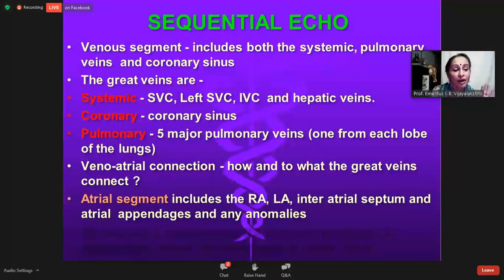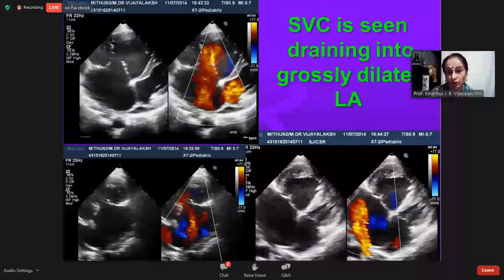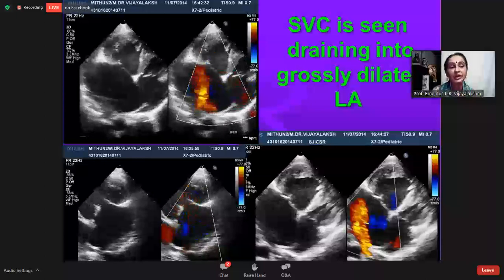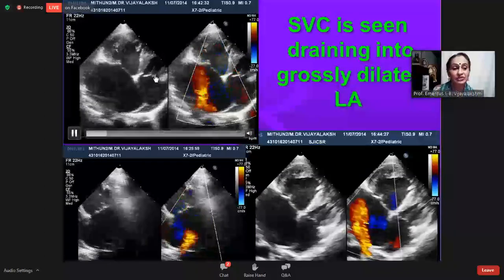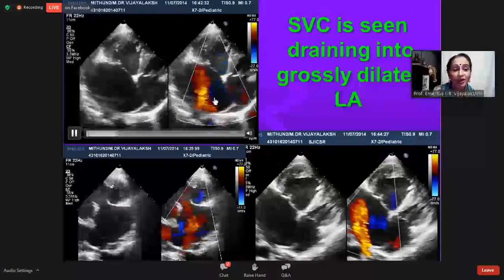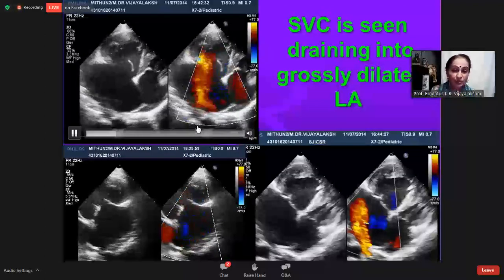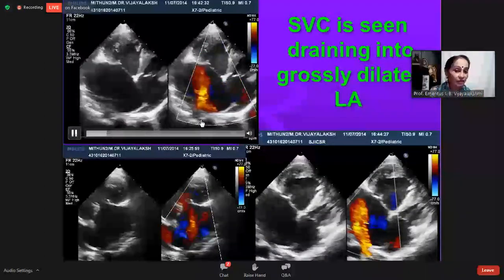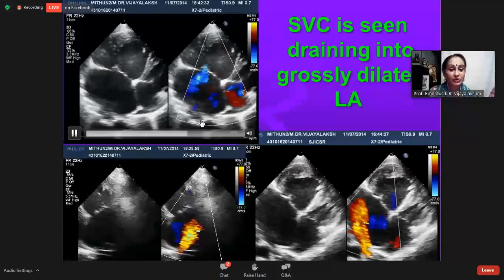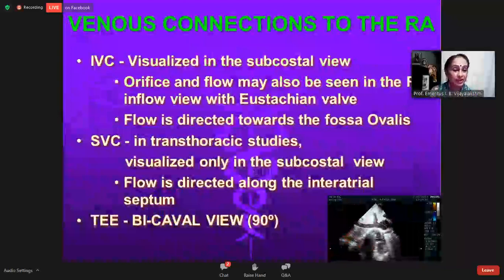And then veno-atrial connections also have to be taken care of, and the atrial segment also should be looked for, and the morphological LA and RA should be looked for. If we miss the segmental approach, we will miss the diagnosis. As you see here, this is the dilated LA and the LV, and what do you see here? The superior vena cava is draining into LA. So this patient will not have anything otherwise, but the child will have cyanosis and we will miss the diagnosis if we do not see where the superior vena cava is draining.